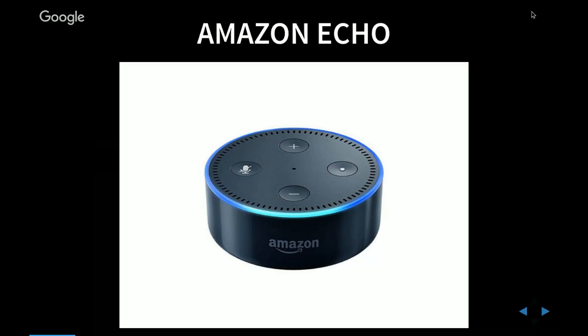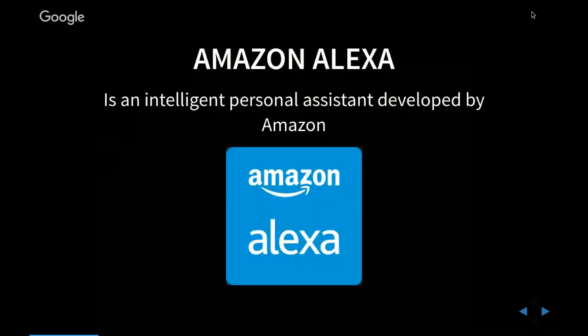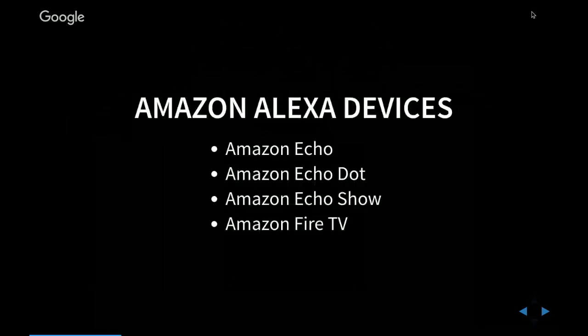So from the very beginning, it's important to remember that there is the Amazon Echo, and you have a little dot, the little guy like this, kind of like a hockey puck. There's the original one that's a little bit taller, and they have a couple of other devices. And then there's the Amazon Alexa. The Amazon Alexa service system is an intelligent personal assistant developed by Amazon. So there's Alexa devices like the Echo, Echo Dot, Echo Show, and Fire TV.